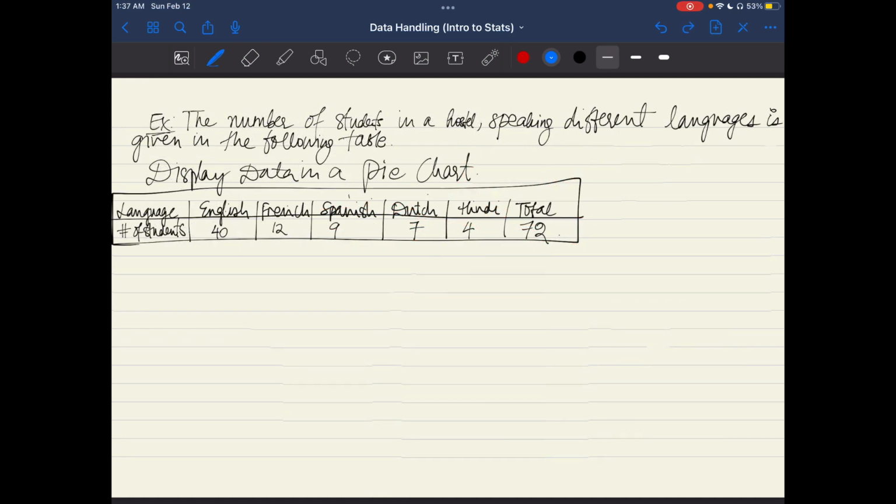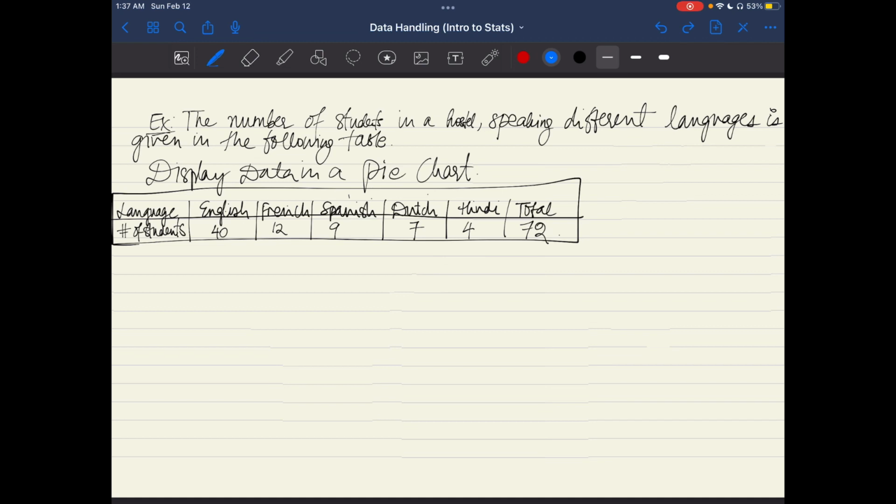Okay, so now let's move on to the last question for this video. The last question of this video is, the number of students in a hostel speaking different languages is given in the following table. Display data in a pie chart. Again, now we've been given 5 different languages, namely English, French, Spanish, Dutch, and Hindi, that are spoken at this particular hostel. And we've been given the number of students speaking these languages, segregated into their different languages, and we have the total number of students that are there. And we've been asked to draw the pie chart.